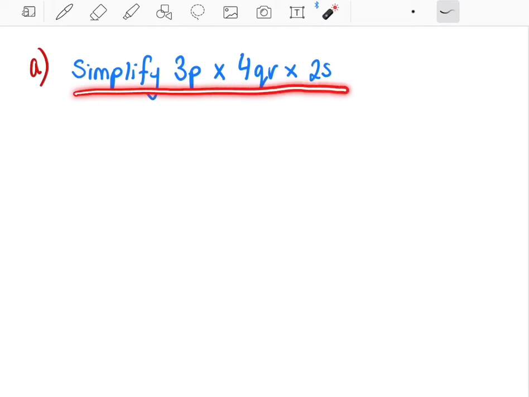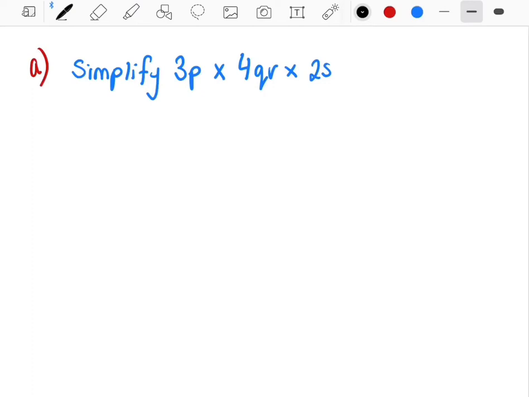Simplify 3p times 4qr times 2s. So simplify, that means to get it down to having the least amount of operations occurring in this, and the least amount of terms as well. Right now we have 3 sets of terms. We don't want that many, hence the simplifying.